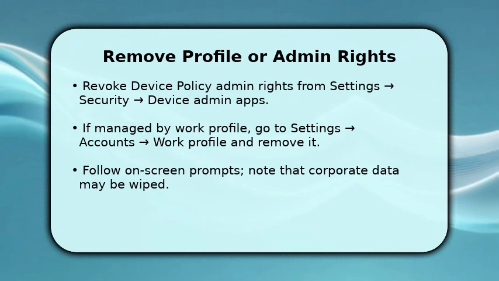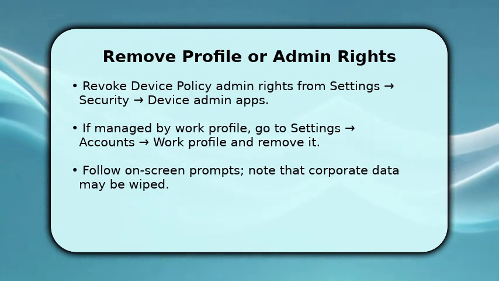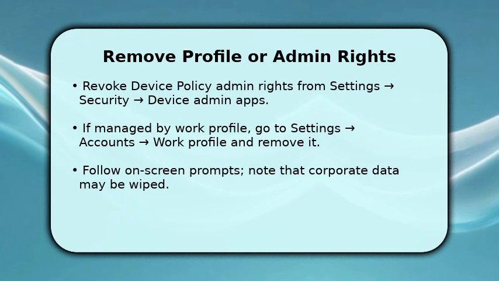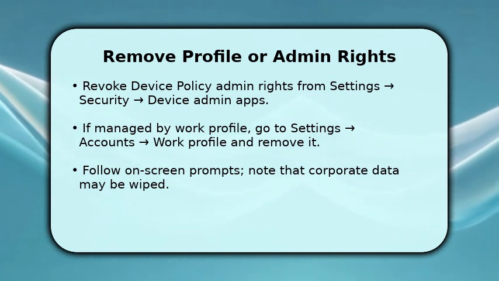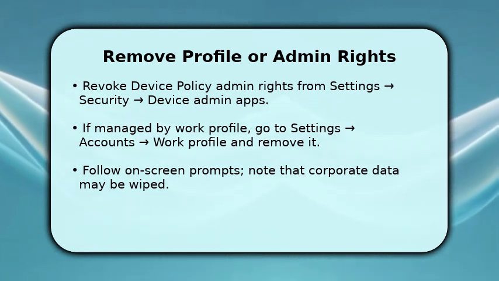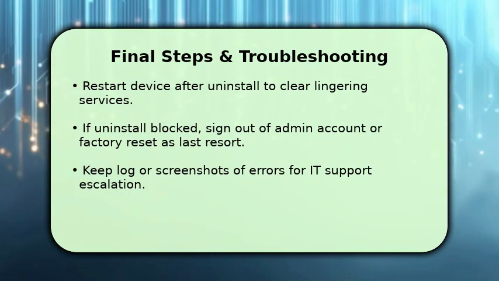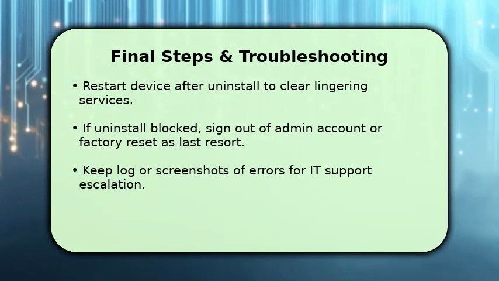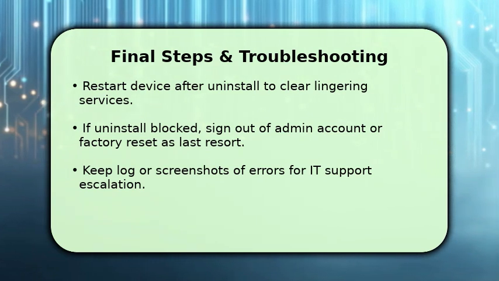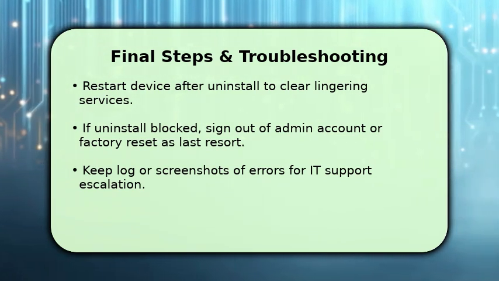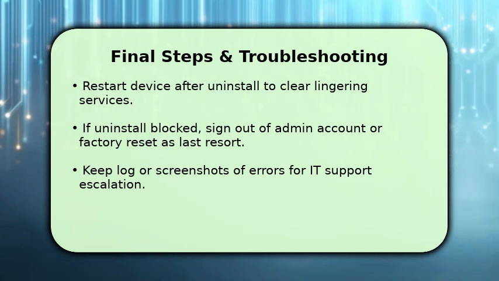Once deactivated, return to the app list, select Device Policy, and choose Uninstall. Make sure you read prompts about data removal. After uninstalling, restart your device to ensure managed services stop running. If the Uninstall button is still disabled, sign out of the enrolled account or remove the enrollment from the MDM console if you have access.